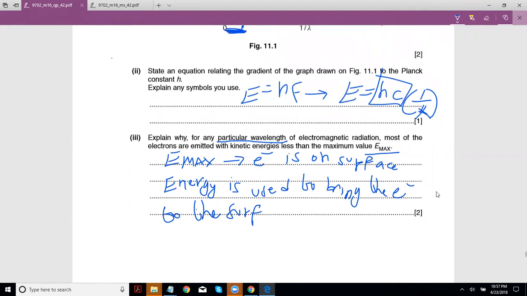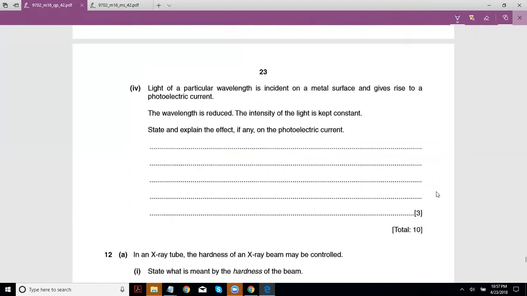Light of a particular wavelength is incident on a metal surface and gives rise to photoelectric current. The wavelength is reduced, which is also like saying that frequency is increased, which means the energy hf would increase. The intensity of the light is kept constant. State and explain the effect, if any, on the photoelectric current.